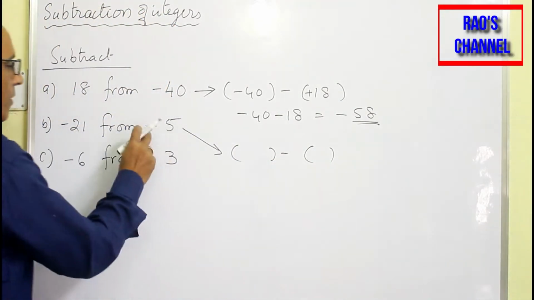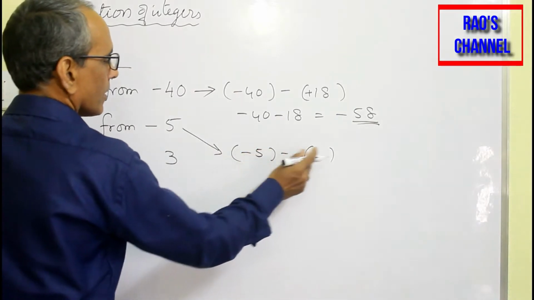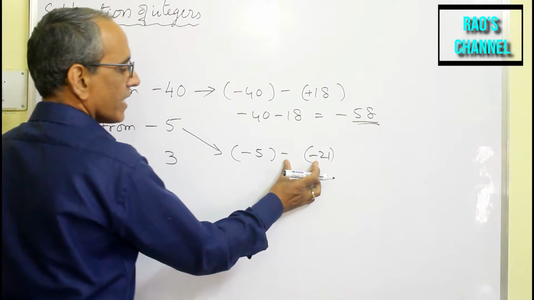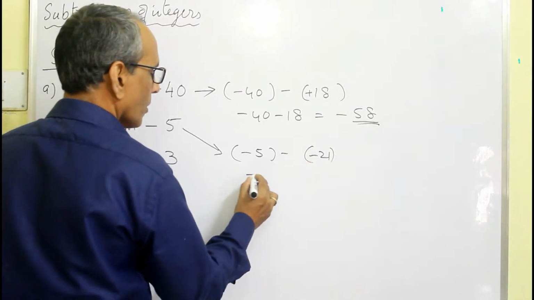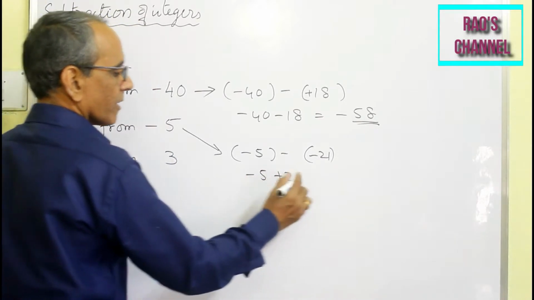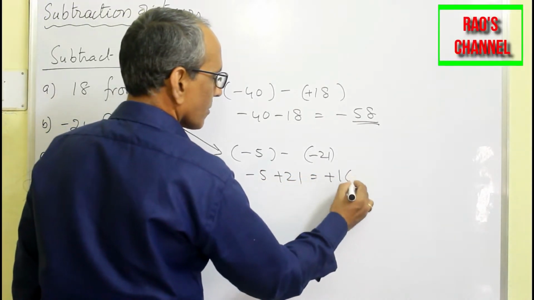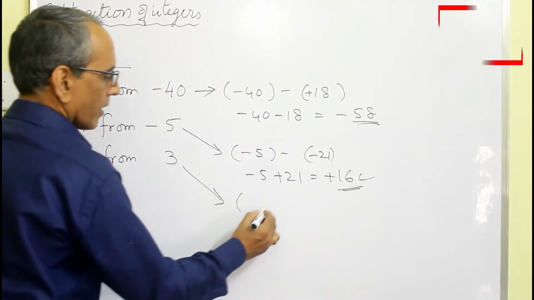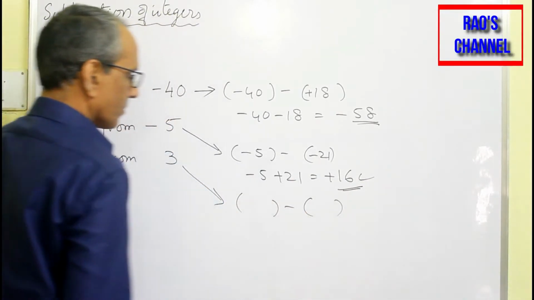The first bracket, the from part, minus 5. The later bracket, minus 21. Since we have like signs, so we get plus 21. Plus 21 minus 5 is equal to plus 16. Clear? And the last, again follow the bracket concept.